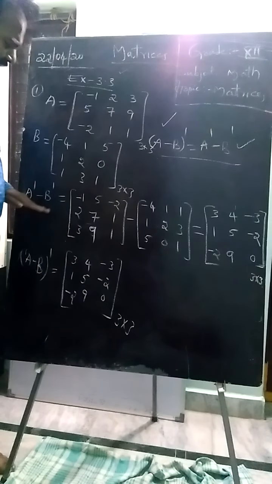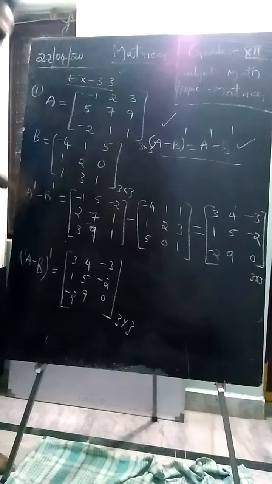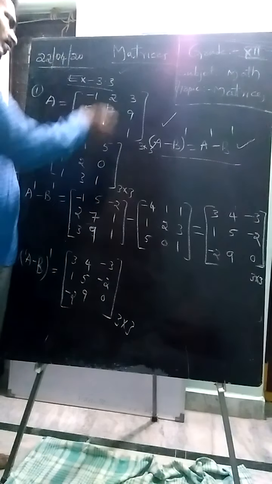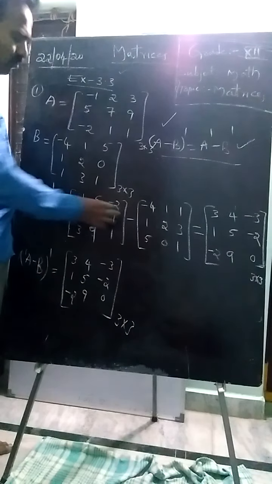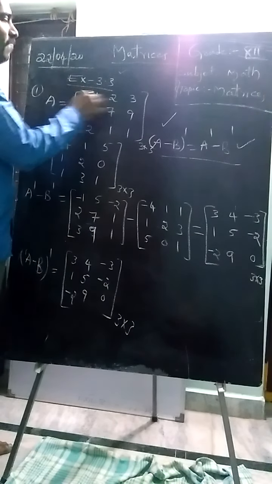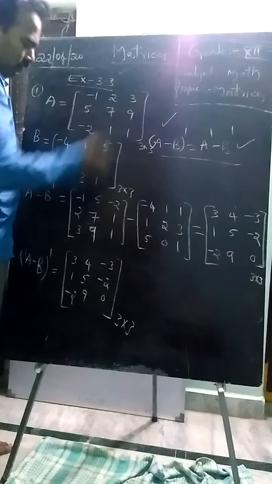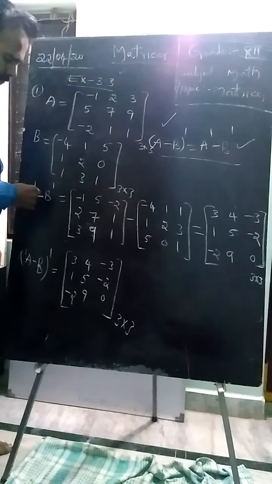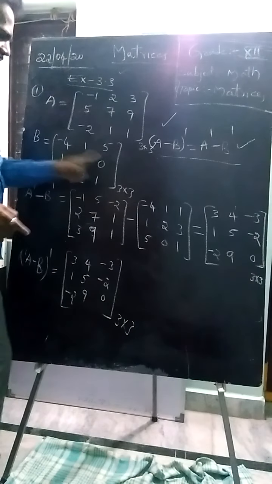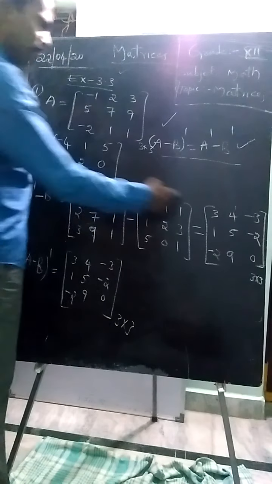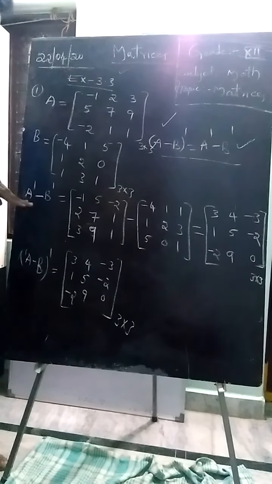Now let us find the value of A transpose minus B transpose. We know the meaning of transpose of a matrix. Let us change rows as columns, or else columns as rows. That is up to you. So here we changed the first row as first column, second row as second column, third row as third column. That is A transpose. Again for B transpose, first row as first column, second row as second column, third row as third column. We found A transpose and B transpose.